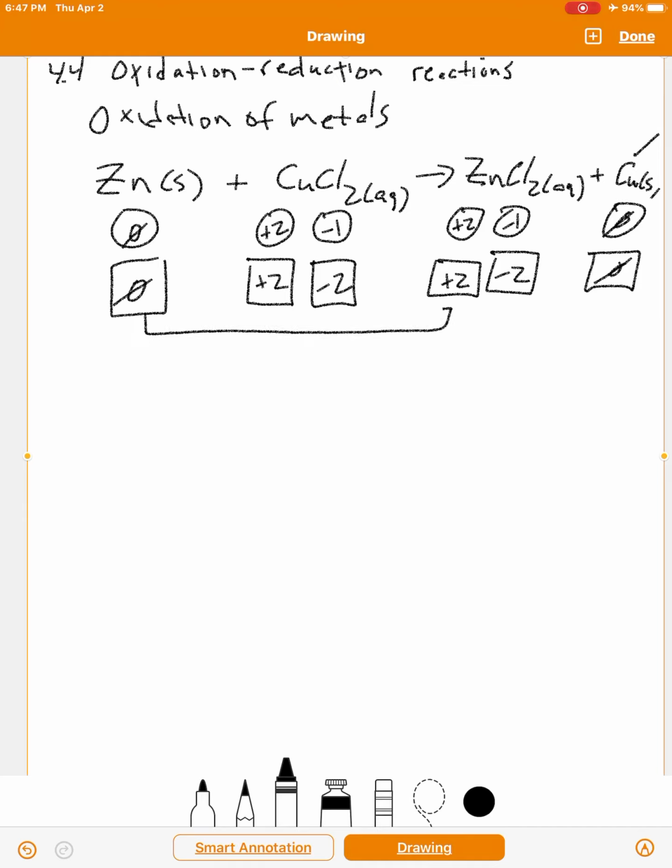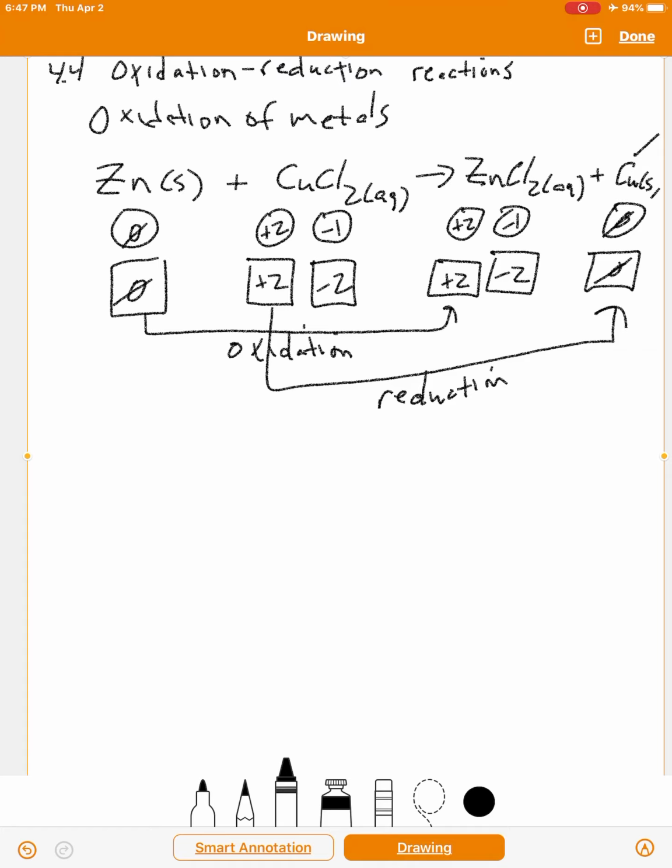Zinc went from 0 to +2. That's oxidation. And copper went from +2 to 0. That's less positive, so that's reduction. So metals will actually undergo reduction oxidation chemistry with each other.